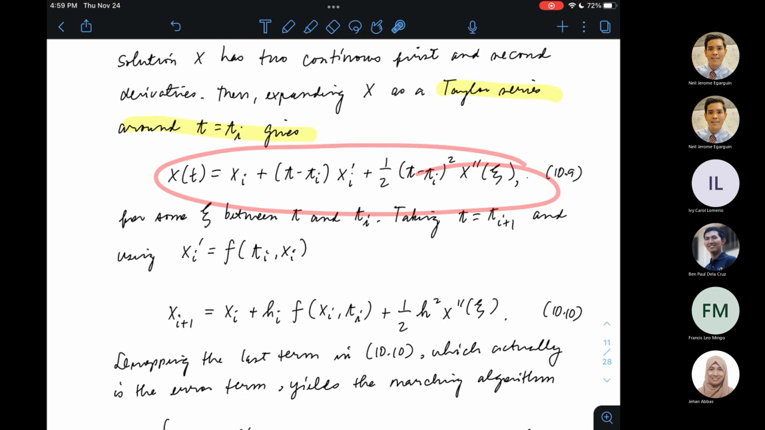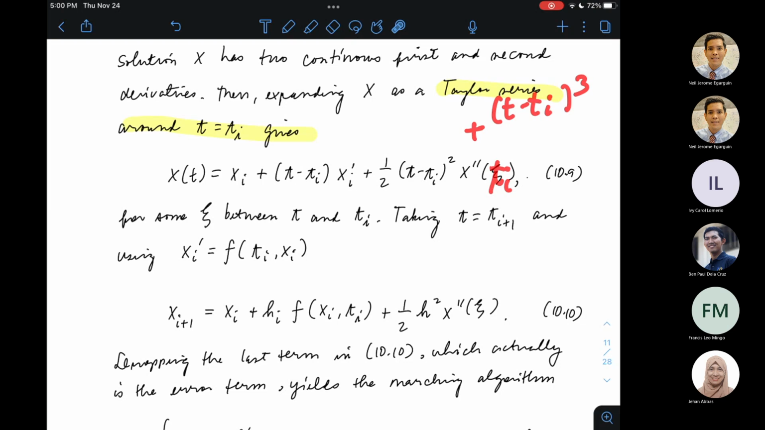In-expand ko lang or kinuha ko yung Taylor series expansion ni x, pero pinutol ko hanggang dun lang sa second order term. Okay, that's why I have a number c here, because really, kung ayaw niyo yung putulin, t sub I pa rin yung nandito, plus you'll have what? You'll have t minus t sub I cubed all over h cubed, x triple prime of t sub I, and so on.